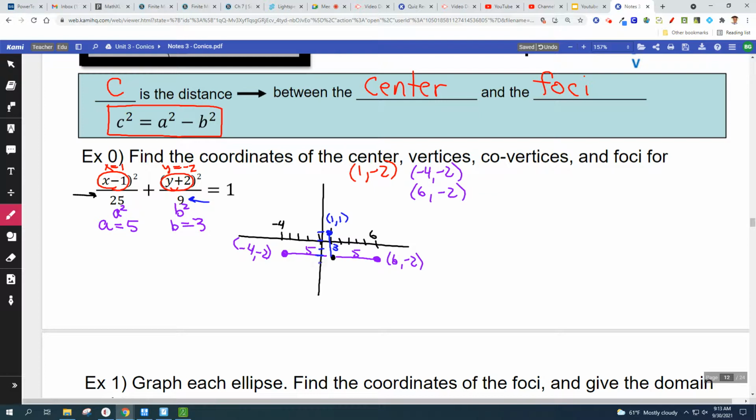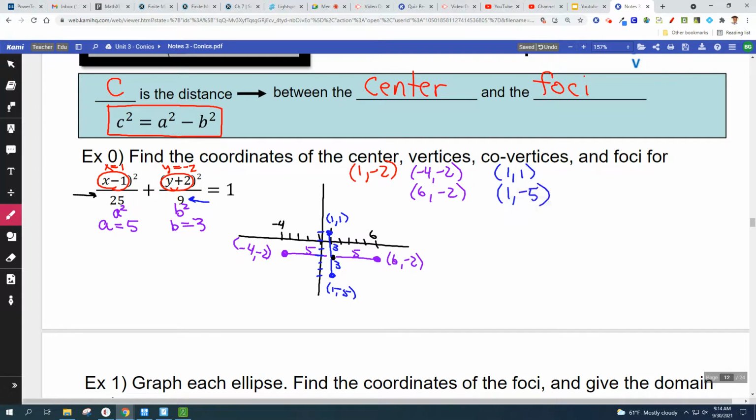And if I go down 1, 2, 3, there's going to be a point right there. It's a distance of 3 that way. And those would be the coordinates 1, was that 1, 2, 3, 4, 5, -5. I've got co-vertices at 1, 1, and 1, -5.